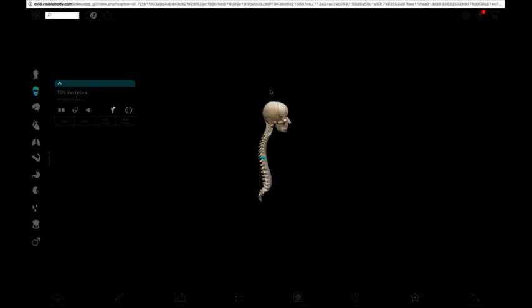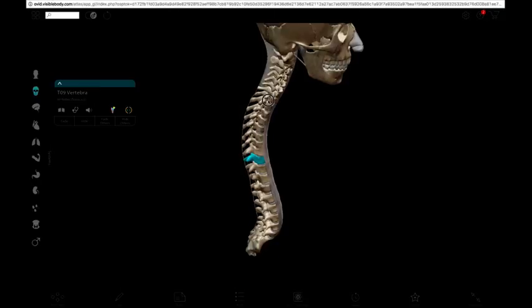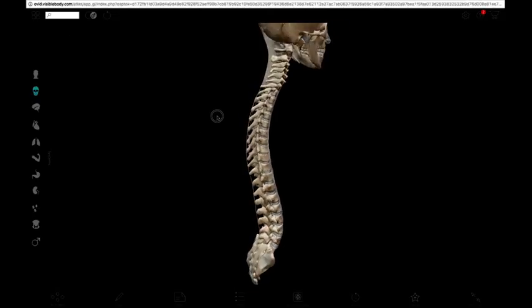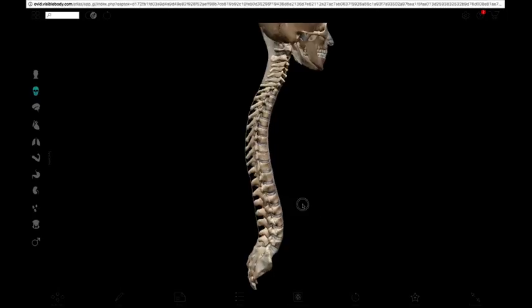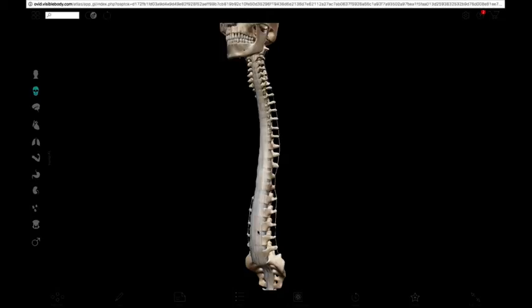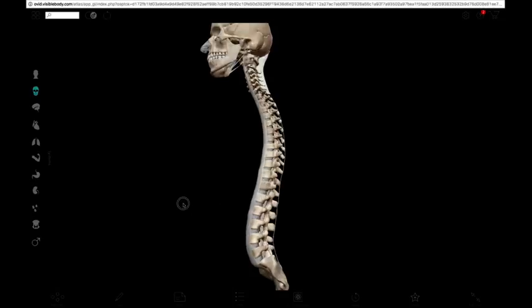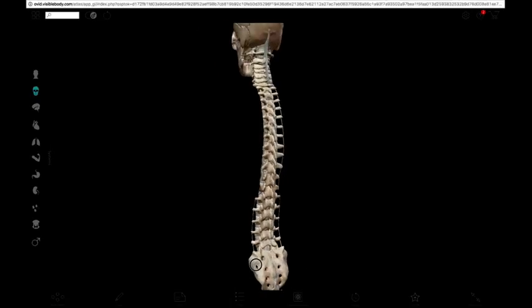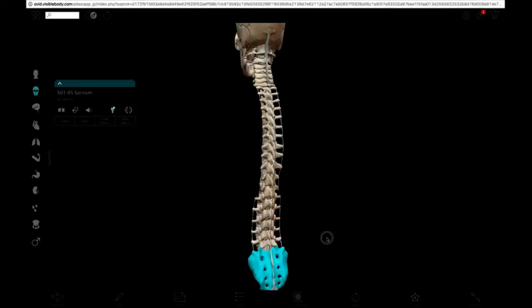Then we have the thoracic region, which gives us our 12 vertebrae. Then we have the lumbar region, which has 5 vertebrae. We see those down here. And then we have a sacrum. Okay? This is the bone right here, the sacrum. Okay.